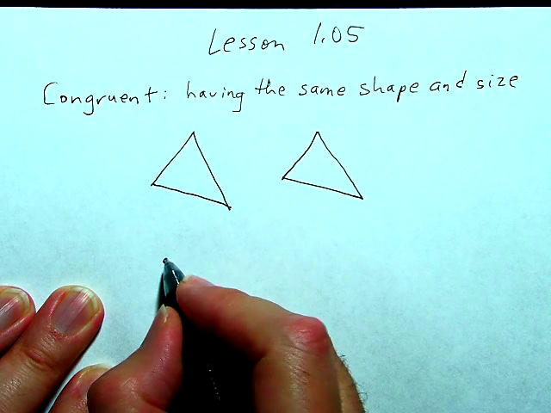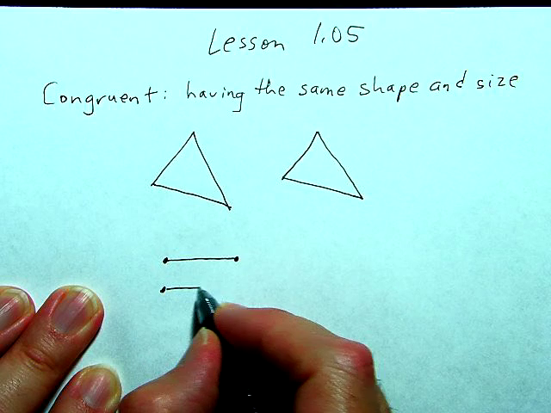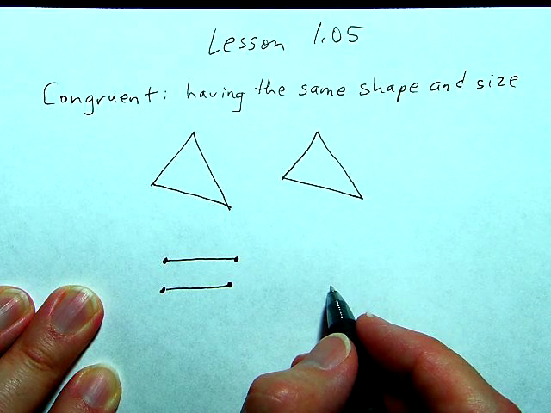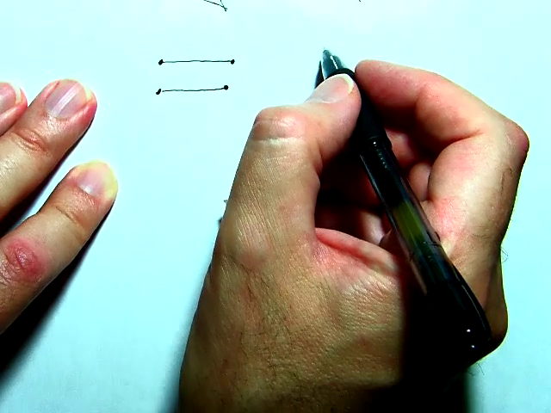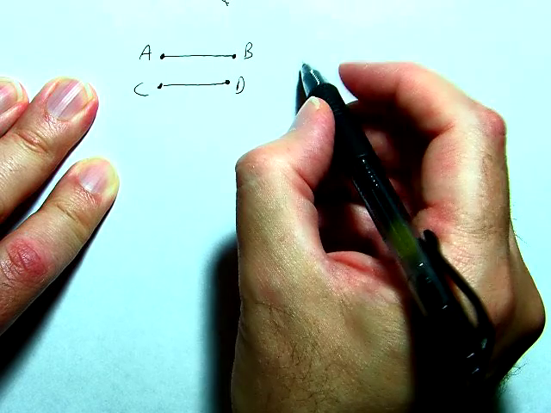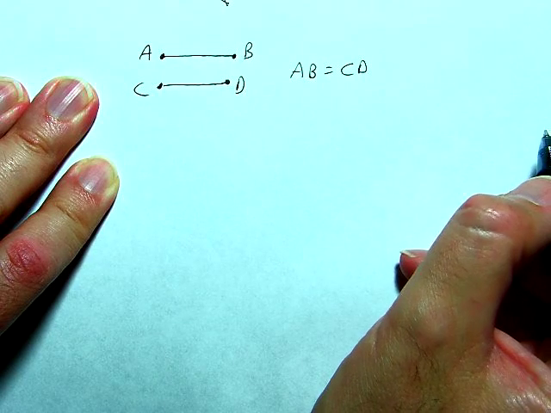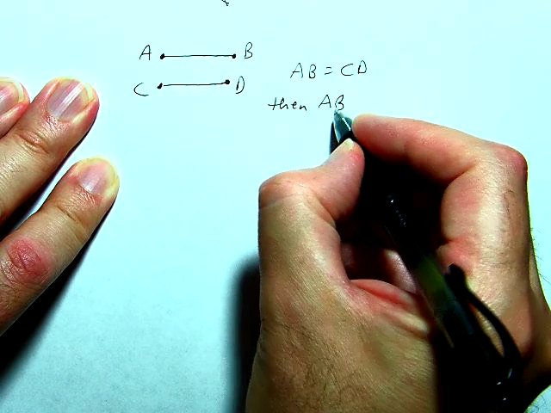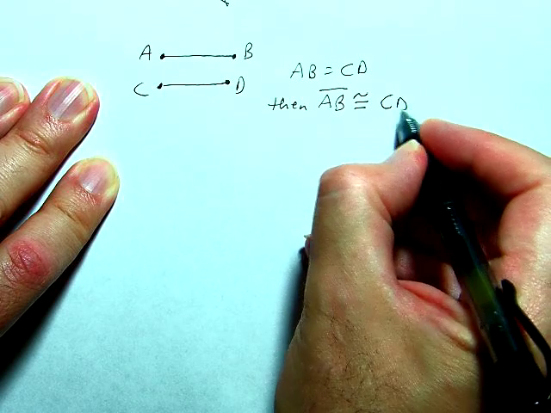Let's talk about line segments. Any two line segments that have the exact same length or the exact same measure are congruent. So let's take a look at these two line segments. Let's assume that this is point A, B, C, and D, and let's say that the measure of AB equals the measure of CD. If that's the case, then line segment AB is congruent to line segment CD.